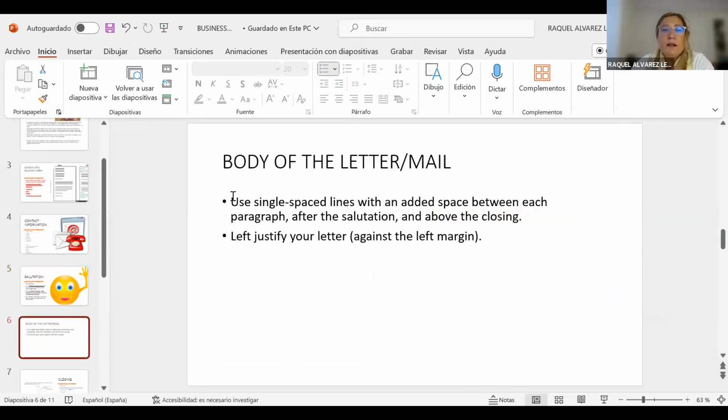So the body part of the letter, it's important that you use single space lines, giving space for each paragraph after the salutation and above the closing, okay? So in this body letter, depending on the kind of mail you are going to do, you are justifying the reason why you are writing that mail, okay? So, pero esto lo veremos en los tipos de mail que podéis escribir y que vamos a ver el primero.